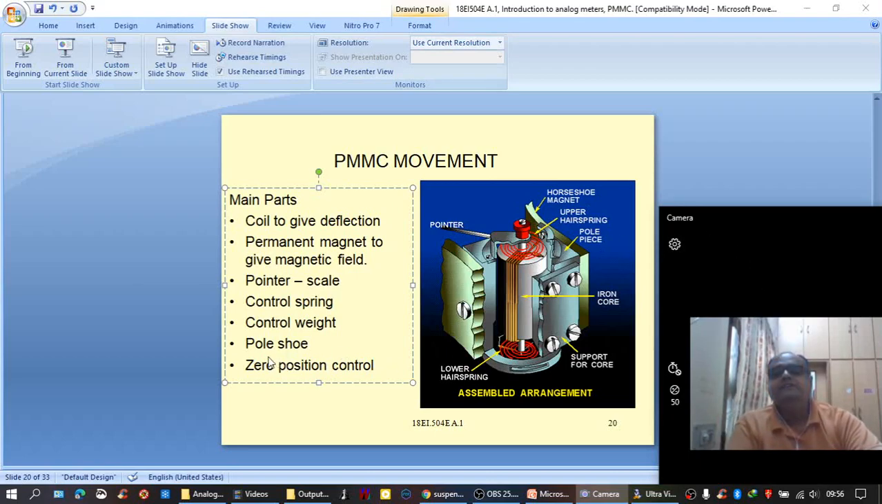And next is the pole shoe. Here is the pole shoe. Pole shoe is made of soft iron, with curved faces. And of course, zero position control. Here it is clearly visible. By adjusting this screw, the pointer can be brought back to 0 position.